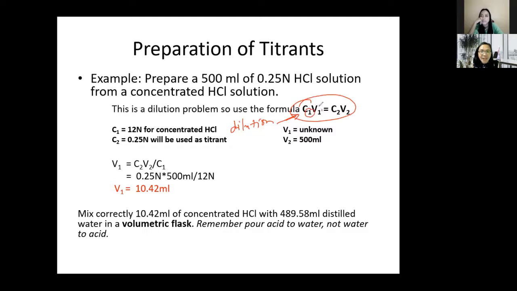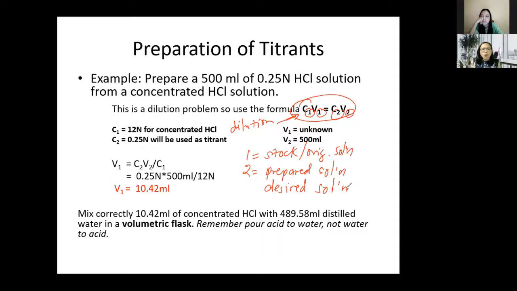Take note, this is not A and B, this is 1 and 2. So 1 again represents your stock solution or the original solution. And then 2 represents your prepared solution. Hindi pwedeng magkabaliktad yan. Okay? So this is your prepared or your desired. Kung ano yung gusto mong i-prepare in a particular analytical procedure or titration procedure.